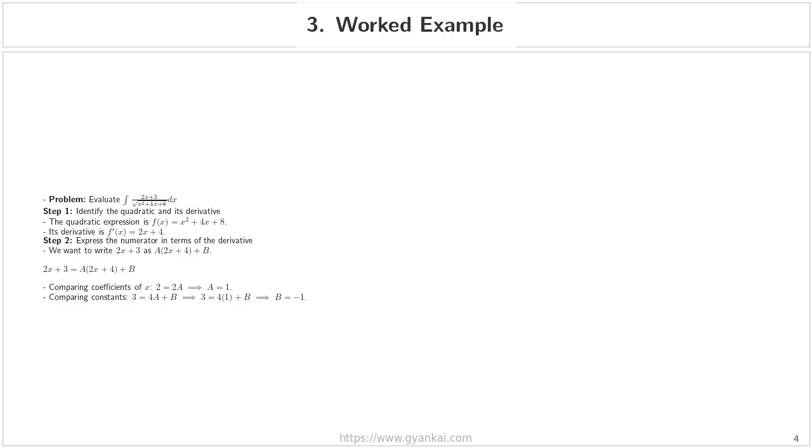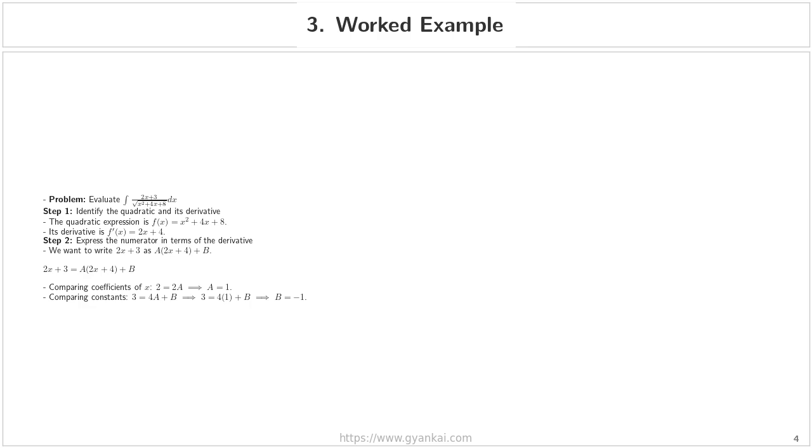We want to rewrite our numerator, 2x plus 3, in terms of the derivative we just found, 2x plus 4, and a constant. We're essentially saying that 2x plus 3 can be written as a times 2x plus 4 plus b, where a and b are constants we need to determine. Let's write that out. 2x plus 3 equals a times 2x plus 4 plus b. To find a and b, we compare coefficients. Looking at the x terms, we have 2x on the left side and 2ax on the right side. Therefore, 2 equals 2a, which means a equals 1.